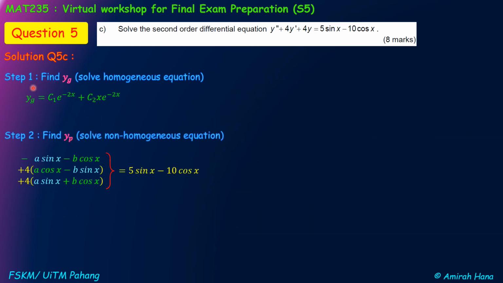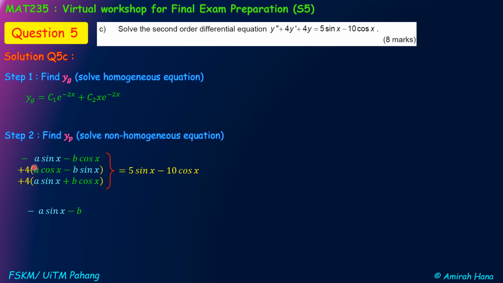From the previous slide, under step 1, we have yg equals c1 e to the power of negative 2x plus c2 x e to the power of negative 2x. And then after we continue with step 2, we get this. Right? Now, we want to find yp. Before we find yp, we need to find the values of A and B.